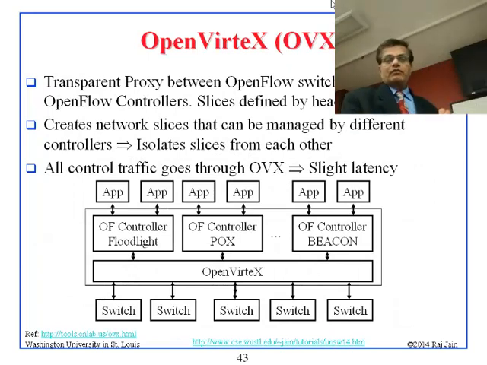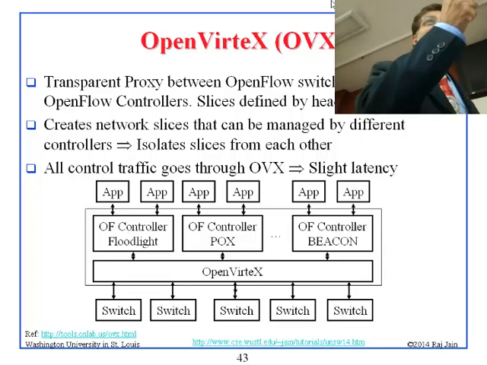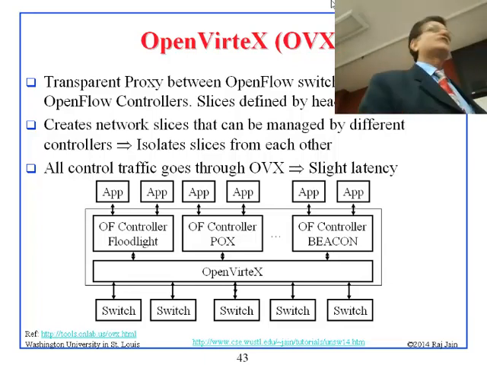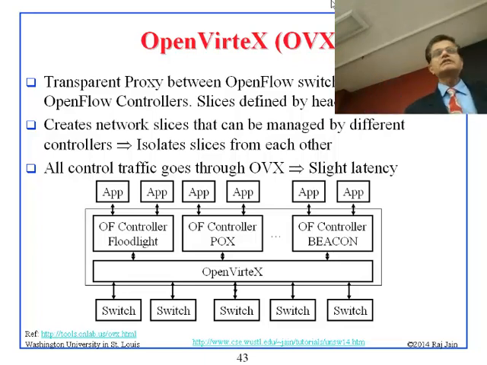Then they also have something called Open Vertex, OVX, which allows you to virtualize in the sense that you could have many, many controllers, and they could all control the same switch. Yes, good question. This is FlowVisor version 2. The guy who did FlowVisor changed it, updated it, and now he calls it Open Vertex. So this is the latest version of FlowVisor.